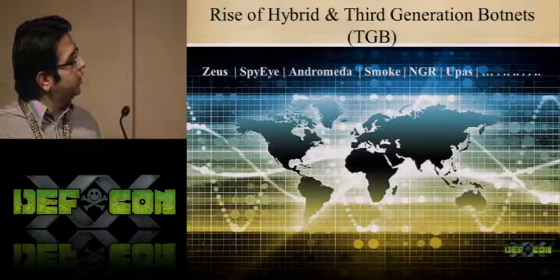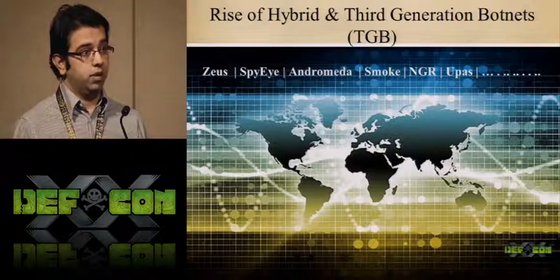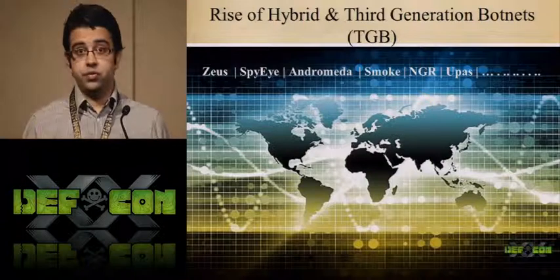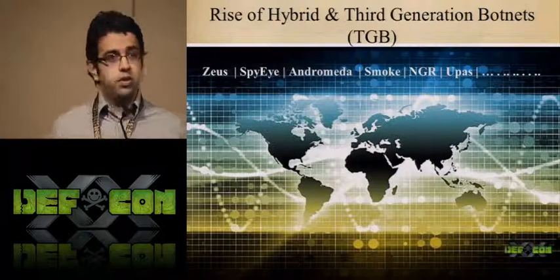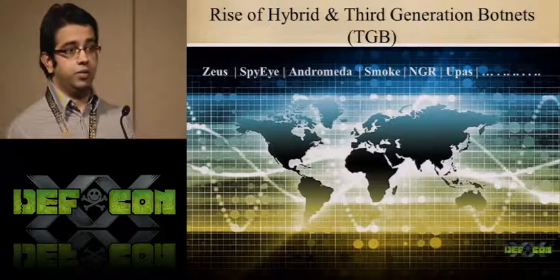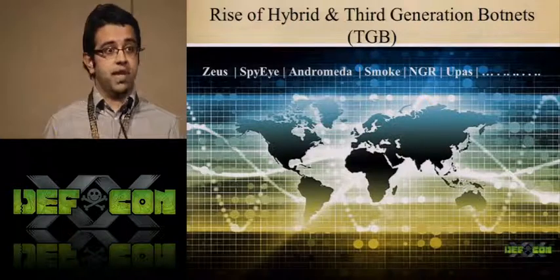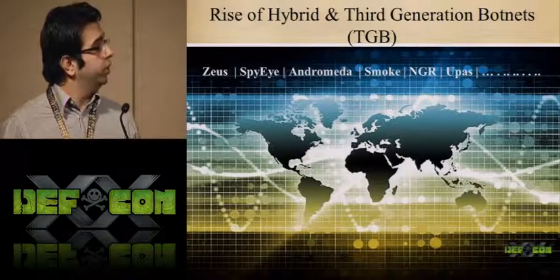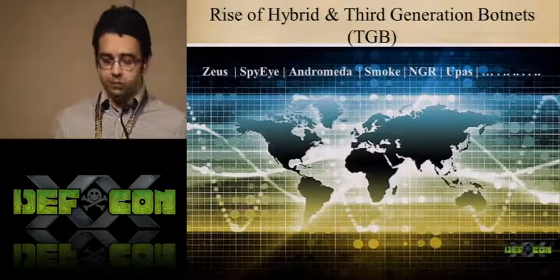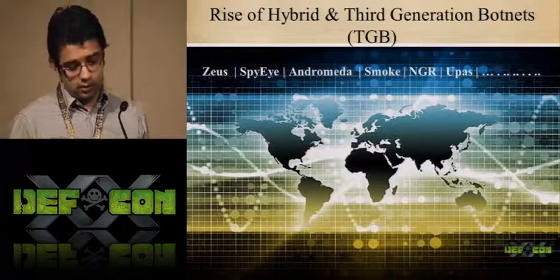For the present day, over the last one or two years, it started with Zeus, one of the great botnets that came into existence, and that actually gave birth to third generation botnets. Why I'm mentioning third generation is that the first generation is a typical set of botnets which use the IRC protocol. To characterize these botnets as first, second or third generation, we typically look at two things: what kind of motivation they have, and what perspective they have in exploiting the systems.